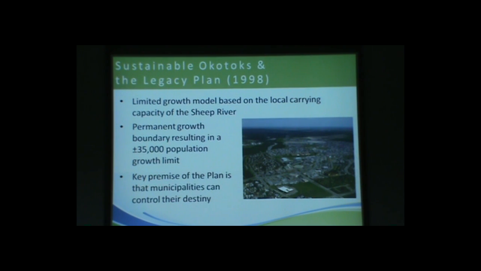We're going to begin our presentation around the 1998 Legacy Plan. It was the overall plan for our community based on a limited growth model, and a key factor in developing that growth model was the carrying capacity of the Sheep River and the water supply available on the Sheep River. Part of that plan established a permanent growth boundary for Okotoks, resulting in a population growth limit of about 35,000 people. A key premise of the plan is that municipalities can control their own destiny.